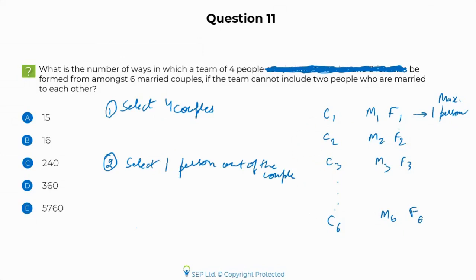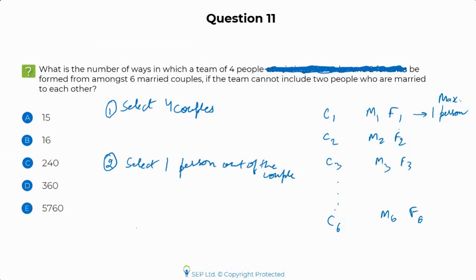So there are 2 things that I'm supposed to do. First, I have to choose 4 out of 6 couples. And then from each of these couples, I have to select one person out of the 2. So this is a 2-step process. Now, why 4 couples, Adela? Think of it this way. I have to take 4 people, right? And from each group, I can only take one person. So I need to choose 4 couples. I cannot do it with 3 or 5, because if I choose 3, I'll only have 3 people, and if I choose 5, I will have 5 people. So I can only select 4 couples.